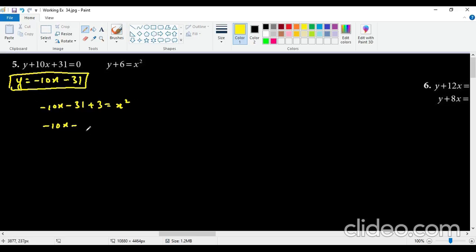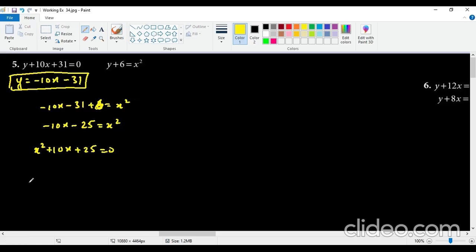Let's see, it's going to be minus 31. It is a 6, not 3. So it's going to be 25 equals x squared. I will bring these two onto the other side and make it a positive. So it's going to be x squared plus 10x plus 25 equals 0.